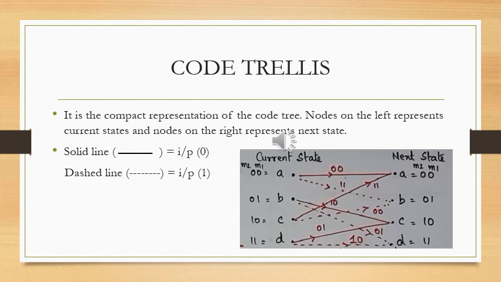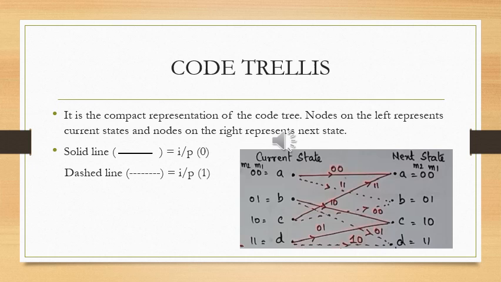Now, considering our previous example of code tree, we had 4 possible current states, that is 0 0 corresponding to state A, 0 1 corresponding to state B, 1 0 corresponding to state C, and 1 1 corresponding to state D. Like this, the next states are also 4, that is A, B, C and D.